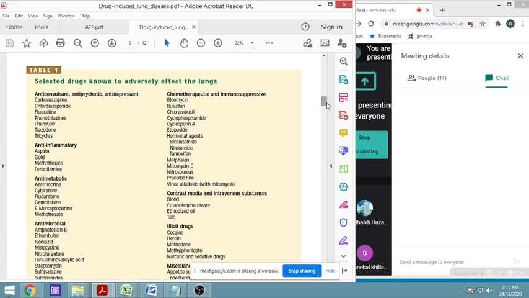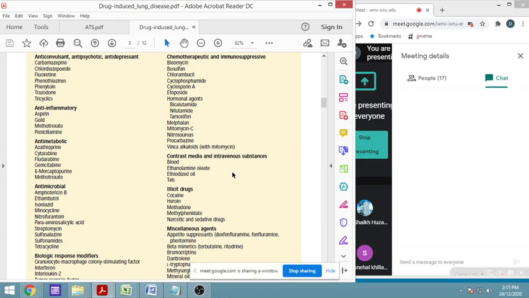Antimetabolites, you don't have it this year, it is in next year. They are used in cancer treatment, like azathioprine, cytarabine, fludarabine, gemcitabine, 6-mercaptopurine, methotrexate. These all are there. Antimicrobials you will also encounter in third year, like amphotericin B, ethambutol, isoniazid, minocycline, nitrofurantoin, para-aminosalicylic acid, streptomycin, sulfasalazine, sulfonamide, etc.